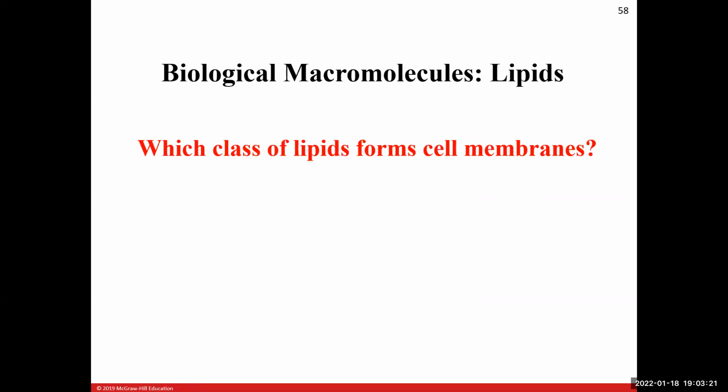Okay, so which class of lipid forms the cell membranes? I'm going to move through this just a little bit, not because I'm behind, but I just don't want to rush you guys. Those are the phospholipids. Phospholipids are going to be found in your cell membranes.